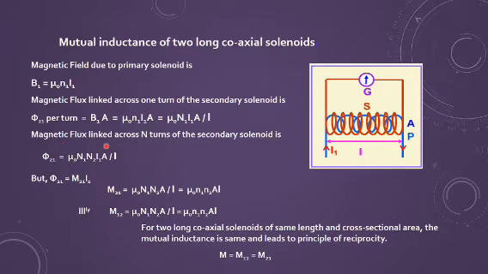Now the magnetic flux linked across the turns of the secondary solenoid, you have to multiply by the number of turns of the secondary solenoid. If I assume it to be n2, then phi 21 I can write as mu naught n1 n2 I1 A divided by L. But this phi 21 equals the mutual inductance of the secondary coil due to the primary coil times the current in the primary coil. So you can compare both these equations.